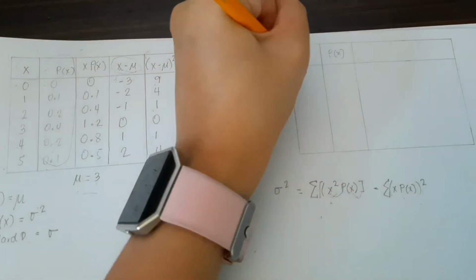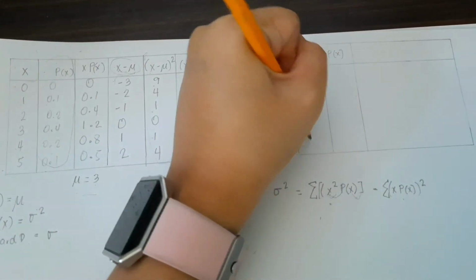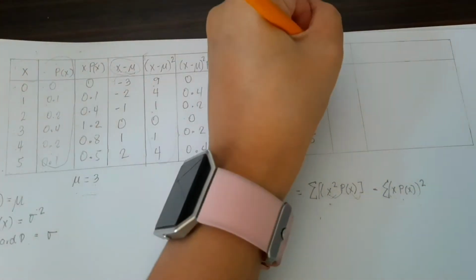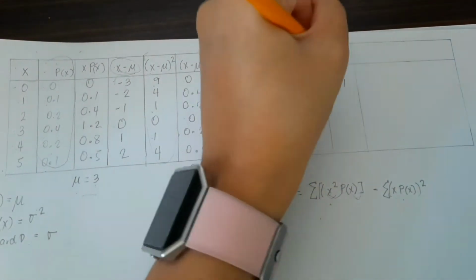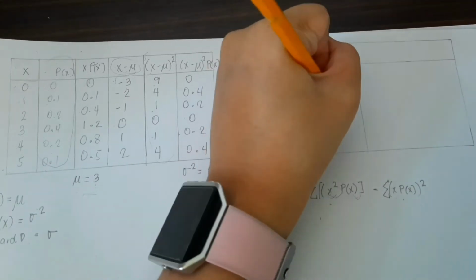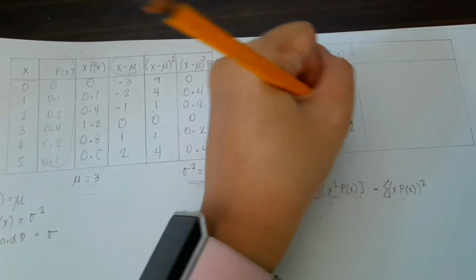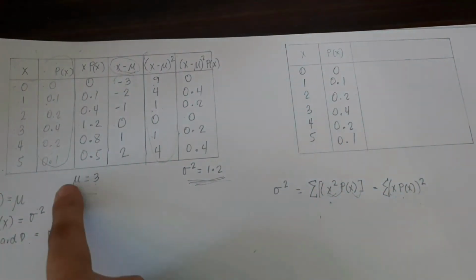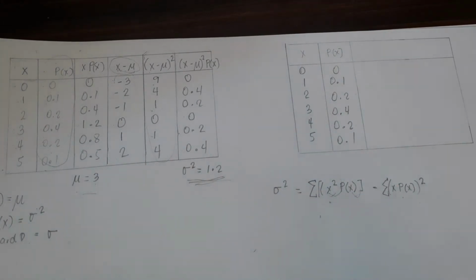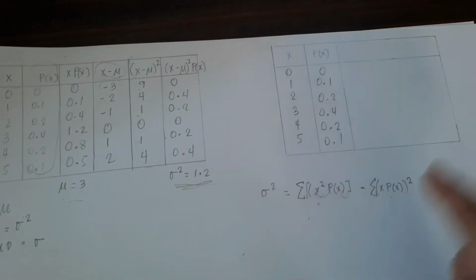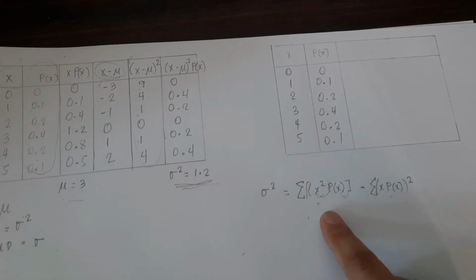So, we have here 0, 1, 2, 3, 4, and 5. And then, yung p of x natin ay 0, 0.1, 0.2, 0.4, 0.2, and 0.1. So, pareha lang ng given natin dito. Since we have the x and p of x, titignan natin yung formula. Ano ba yung kailangan pa natin?